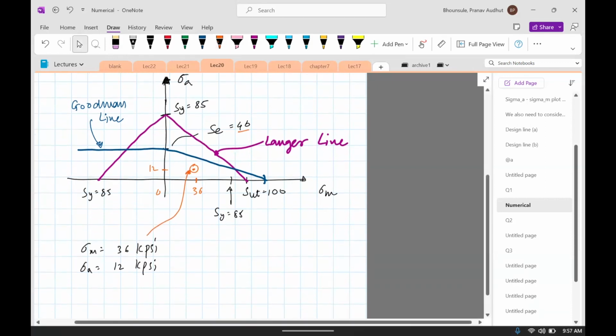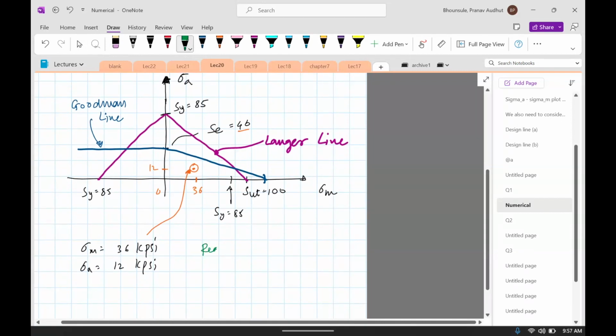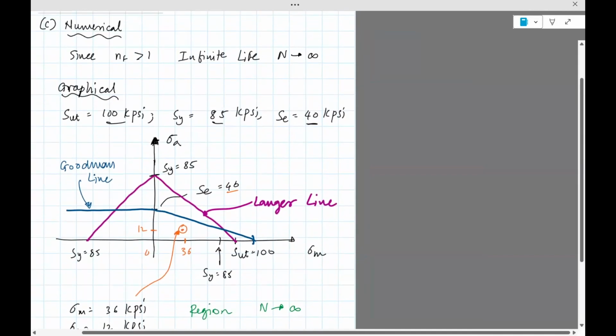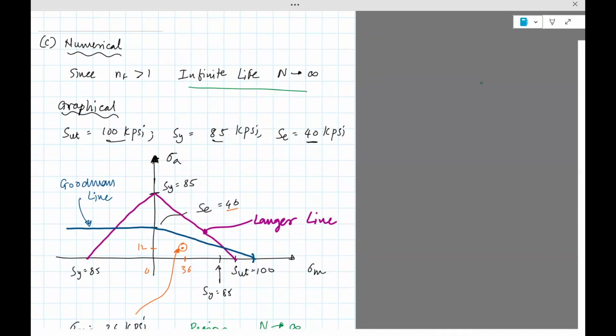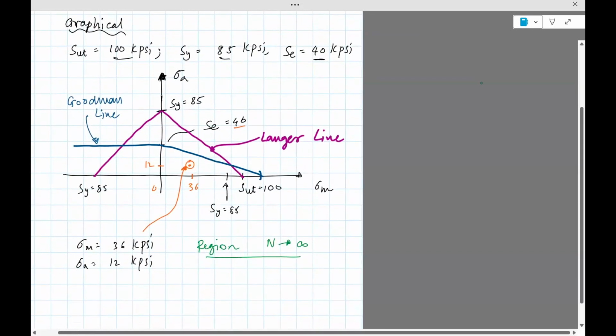Okay, clearly this stress is in the region n tending to infinity. Anything below the Goodman line is the infinite life region. So we can verify the answer we got using the graphical method: infinite life. It's been verified. We also got the same answer using the graphical means. So that's one way of doing it, and that's the other way of doing this.